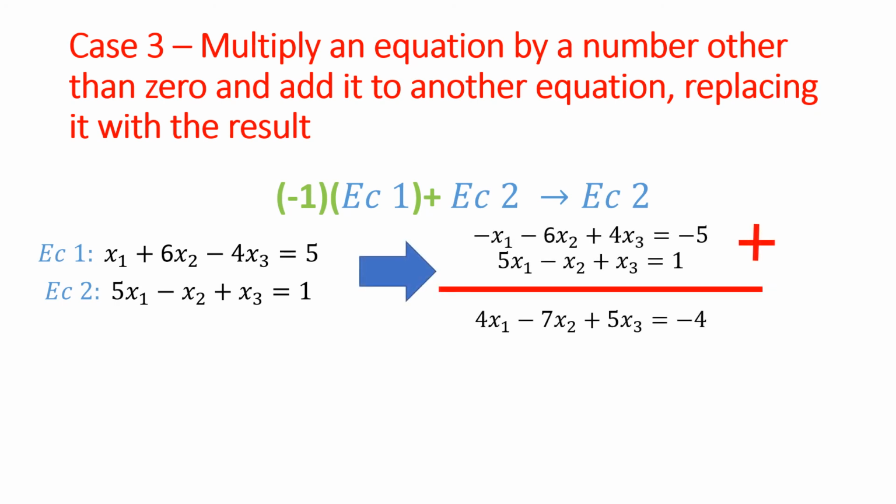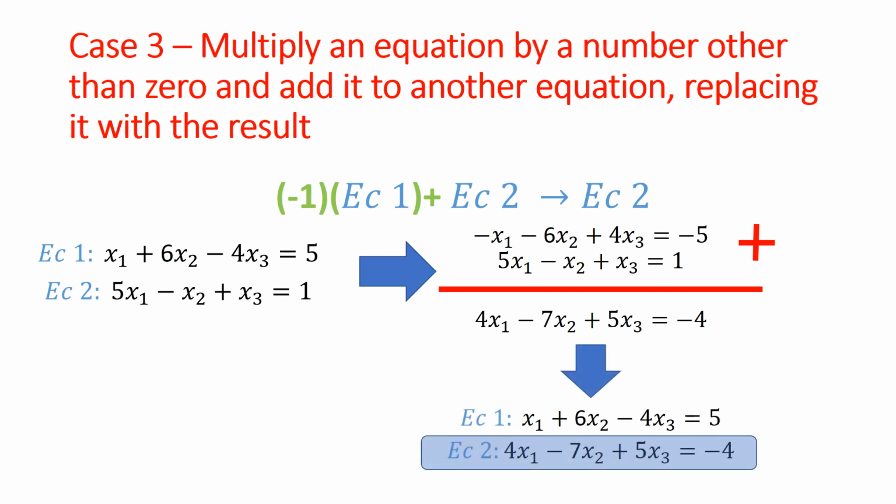So if we multiply the first equation by minus 1, we would have minus x1 minus 6x2 plus 4x3 equals minus 5. And if we add the second equation to that expression, we have 4x1 minus 7x2 plus 5x3 equals minus 4. This equation is a new equation that emerged from the linear combination of the other two equations. Then we can replace the second equation with the equation that was obtained from the sum, and that results in an equivalent system.